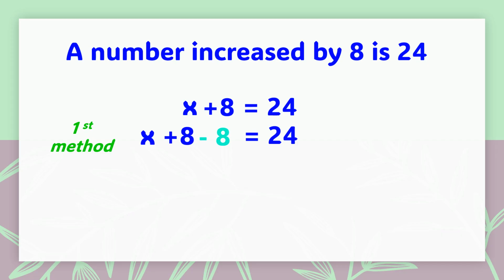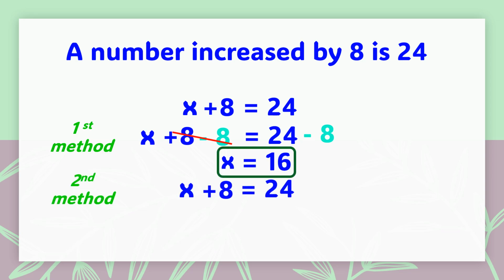Whatever number we take on the left hand side, that has to be put on the right hand side also. That is minus 8. Plus 8 and minus 8 get cancelled. X is equal to 16. 24 minus 8 is equal to 16.